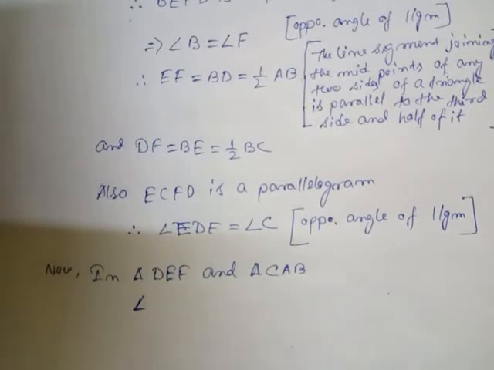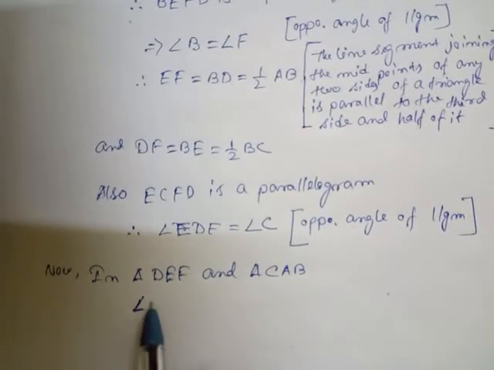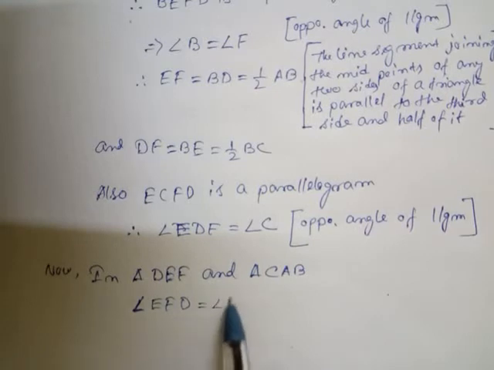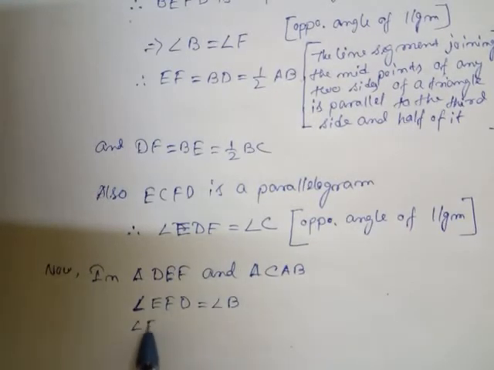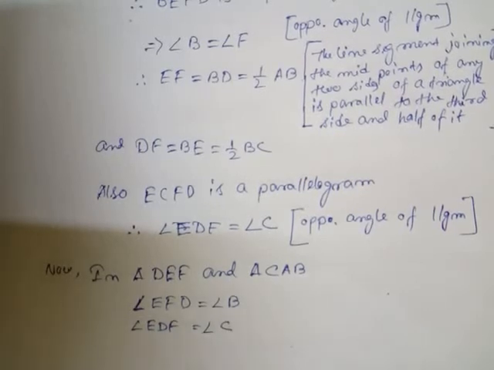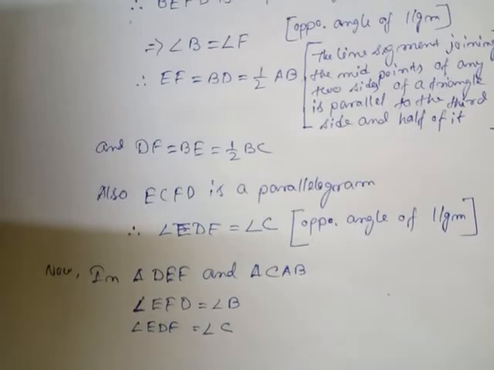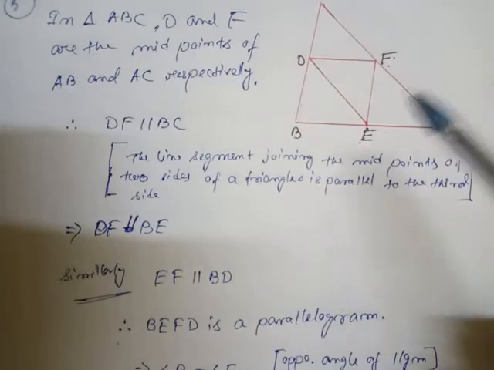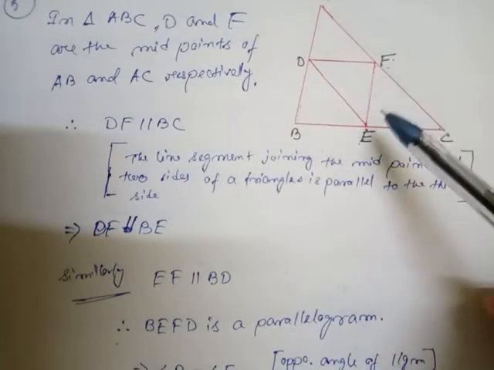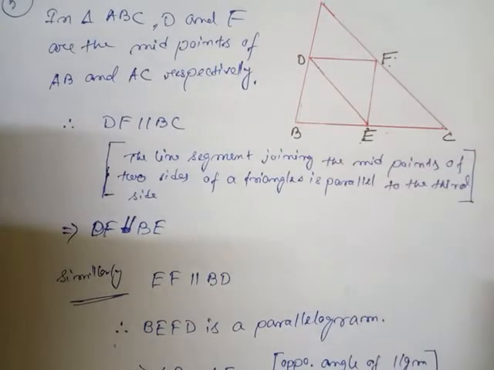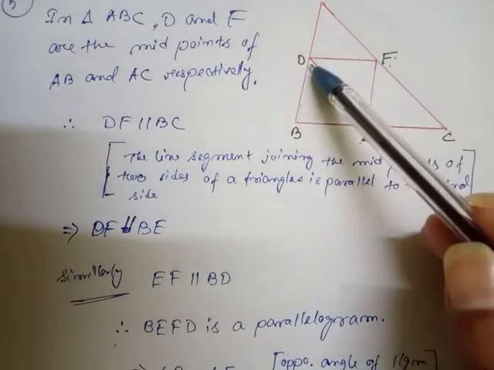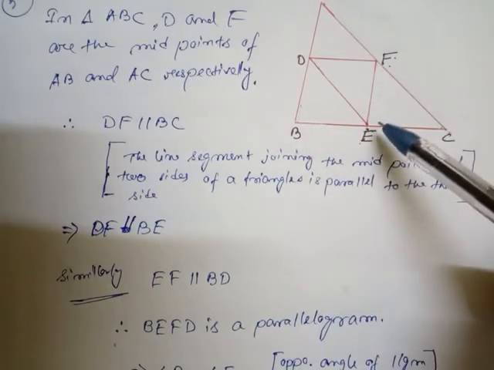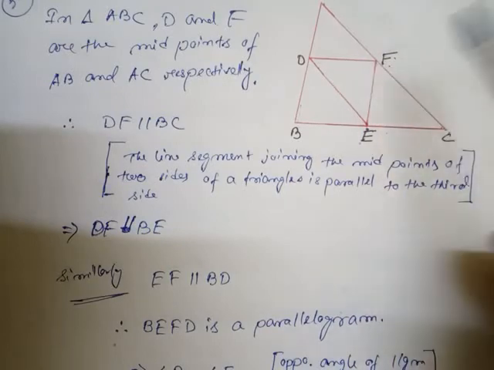EFD equal to angle B. Okay, now look here, I am writing EFD equal to angle B, and here EDF equal to angle C. Now look, where has this come from, EFD? Look here students, in the parallelogram BEFD I have written angle B equal to angle F, opposite angles of the parallelogram. This F is also the part of EFD, which means it is common.